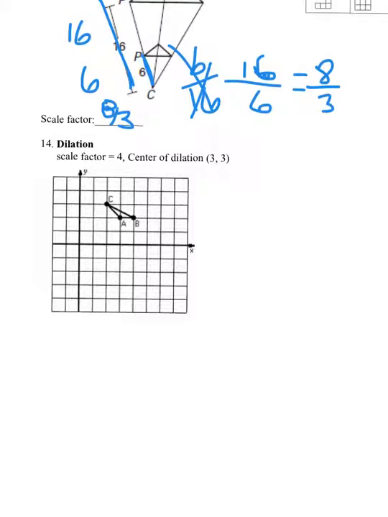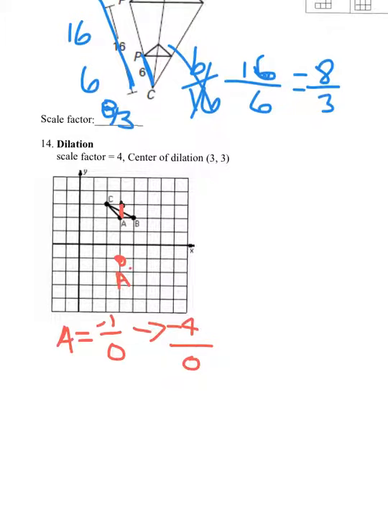Scale factor, center of dilation is 3, 1, 2, 3, 1, 2. So the center of dilation is right there. And scale factor is 4. So basically you find the slope to each point and then multiply those numbers by 4. So that's down 1, which is down 1 over 0. That's going to give you negative 4 over 0. So now down 1, 2, 3, 4.